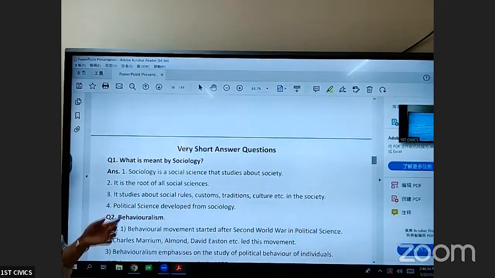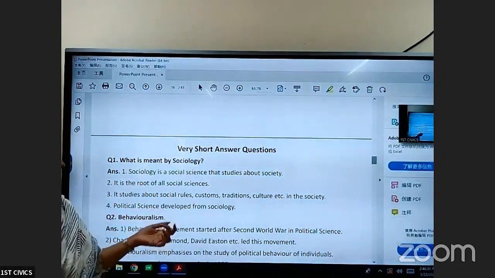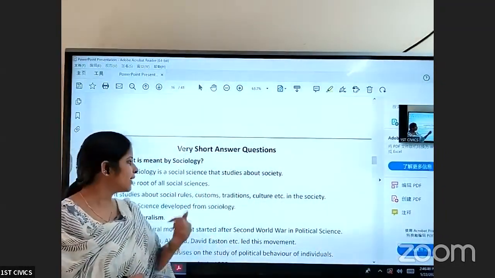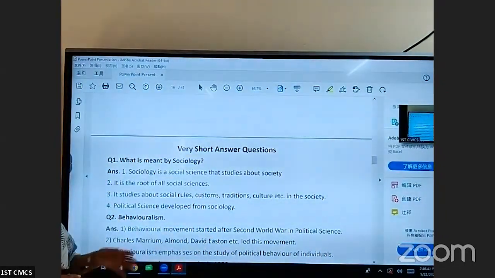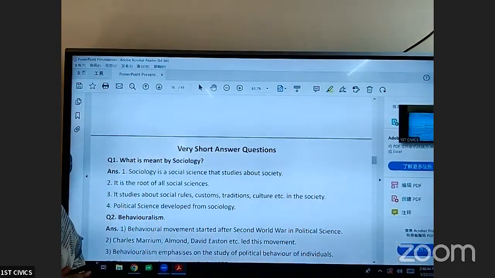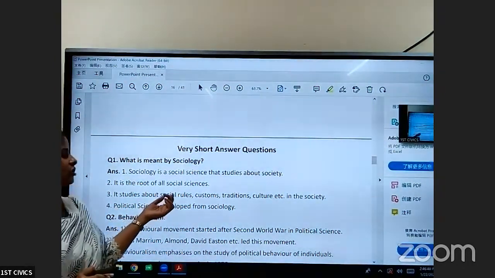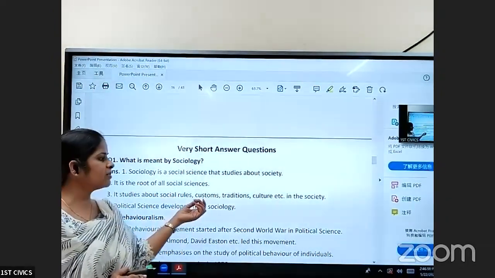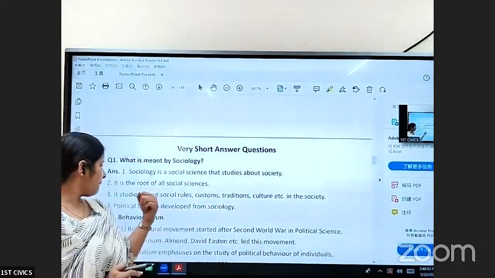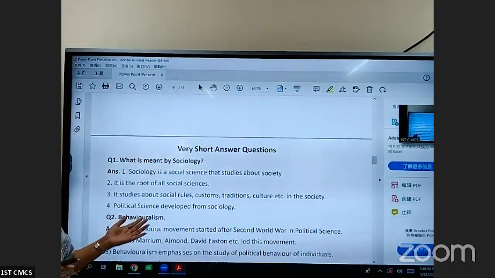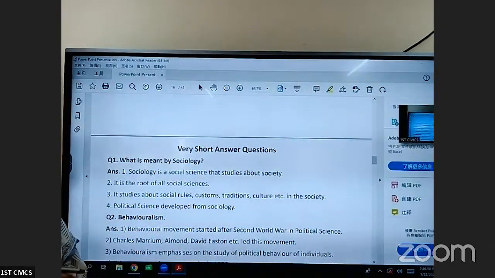As I told you, sociology is a social science which studies about society. In sociology, you will study about society, so it is the root of all social sciences. In sociology, we study the social rules, customs and traditions, and culture of a particular country. So political science developed from sociology.